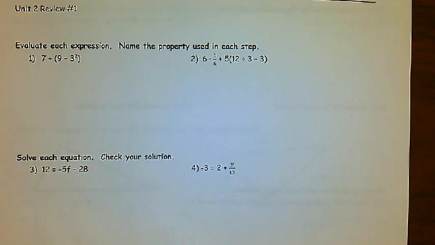Okay, so for questions number 1 and 2, remember I told you did not have to do anything with the properties. All I wanted you to do was evaluate each step. We will do this later. So remember we have parentheses and then exponents, and then we multiply and divide from left to right, and then we add and subtract from left to right.